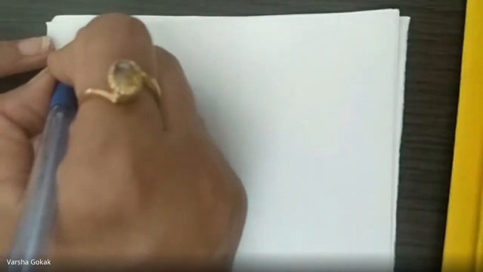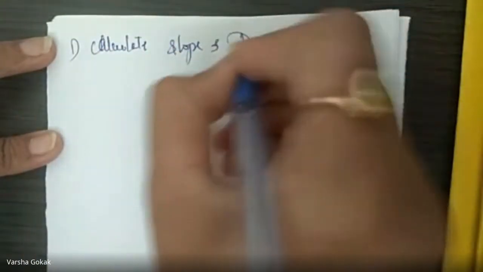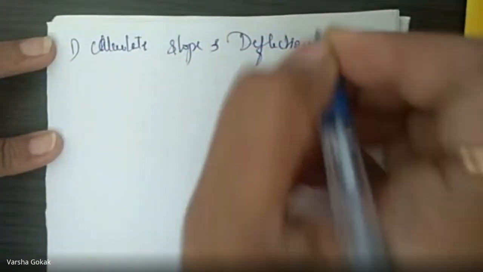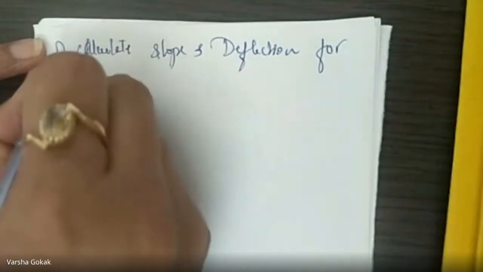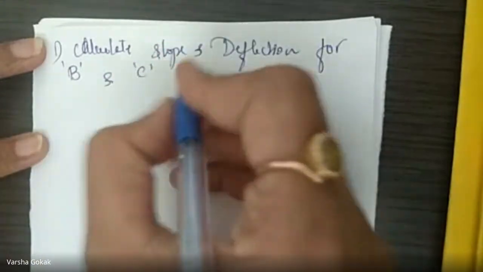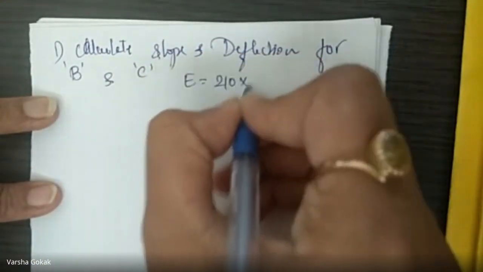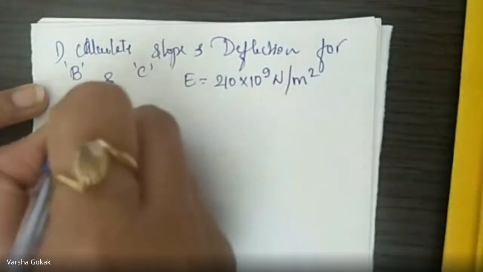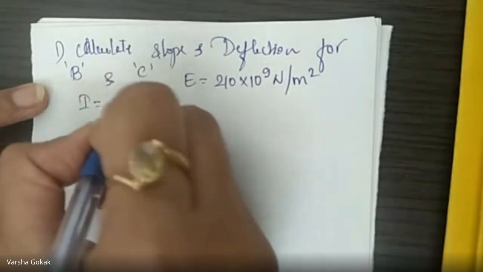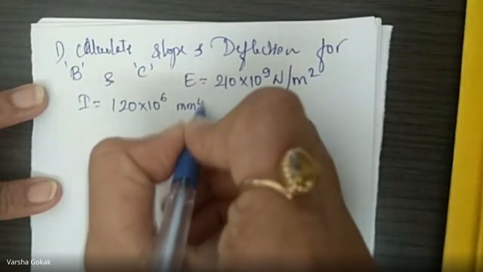Slope and deflection. So we have to calculate slope and deflection for B and C. For two points, point B and point C, as shown in the figure. Young's modulus is given as E equal to 210 into 10 to the power 9 Newton per meter square. And the moment of inertia I is 120 into 10 to the power 6 mm raised to 4.